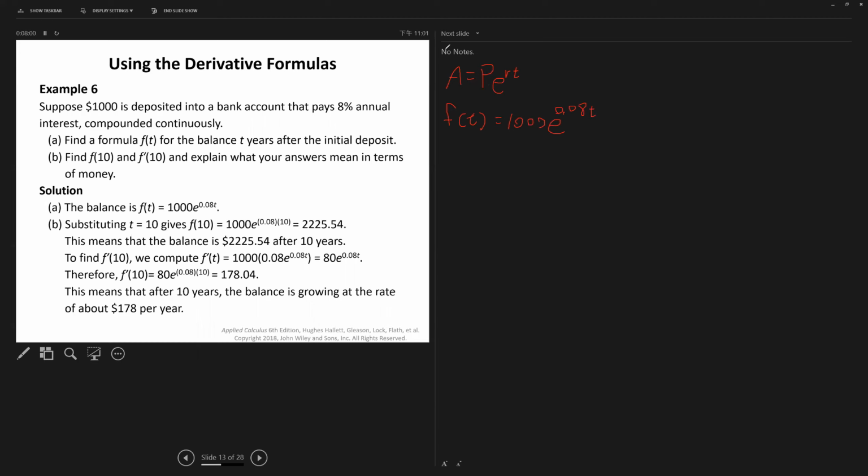So that's part A, finding the formula. This is the continuous compound formula from last chapter, I think. P is your principal, r is the rate, and t is how long you leave your money in there.